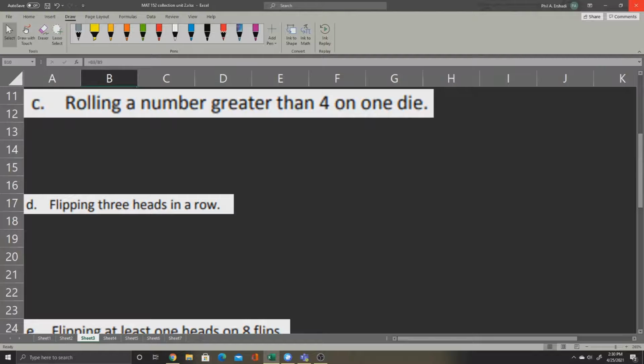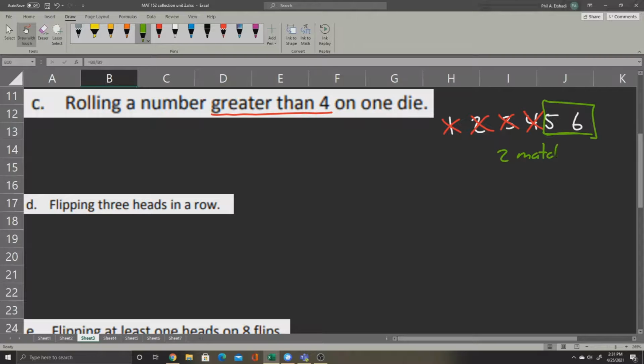Part C asks us the probability of rolling a number greater than 4 on one die. Once again, let's list our outcomes, 1 through 6, and we are looking for numbers strictly greater than 4. That means 4 itself would not work, and anything less than that wouldn't work either. We want only the numbers that are greater than 4, and we can see that those numbers are 5 and 6. So we have 2 matches, but still a total number of 6 outcomes.